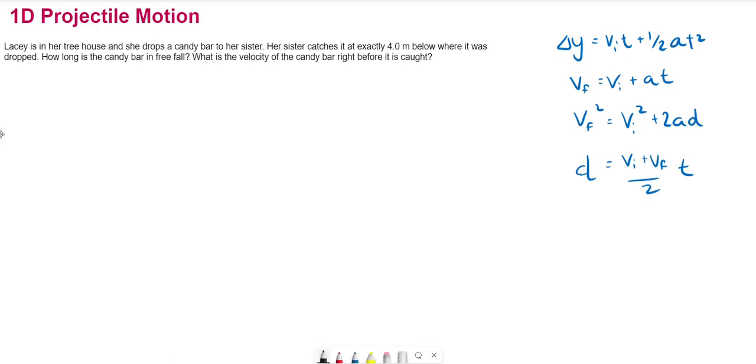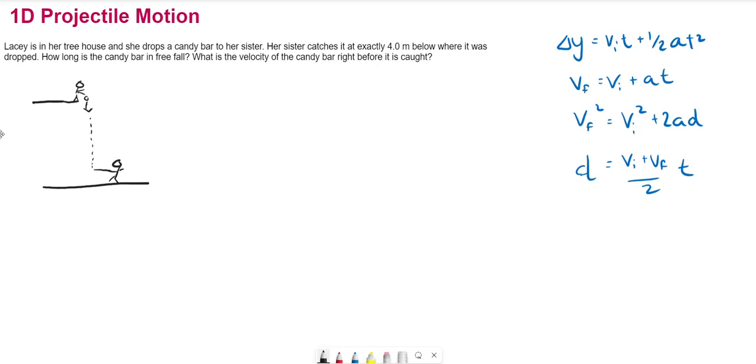Okay, let's draw what we know here. So we have Lacey up here on this tree house, and then we have her sister down here. All right, so she's dropping this candy bar, and it's falling downward.